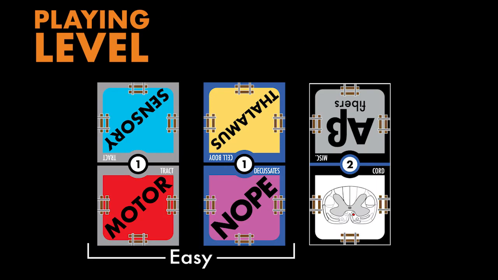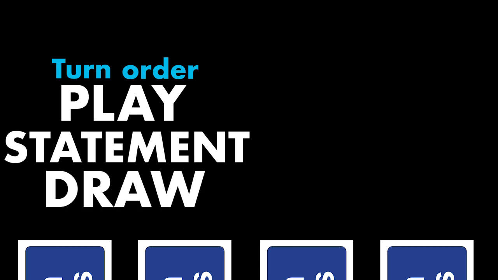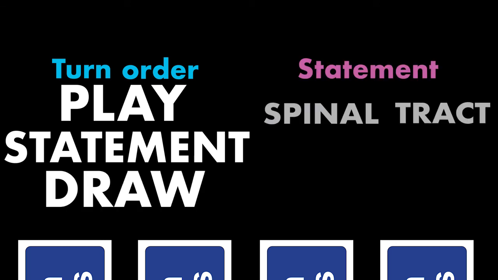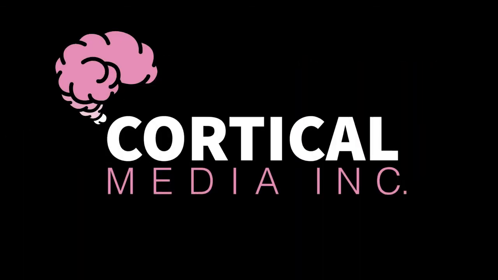A quick review before you go. First, determine a playing level. Easy will play with the gray and blue borders, while hard will play with the black and blue borders. Deal 4 cards to each player. The turn order is to play a card, make a statement, draw a card. The statement is saying the spinal tract involved, the card you played, and the card you played on. Good luck with all of your studies.